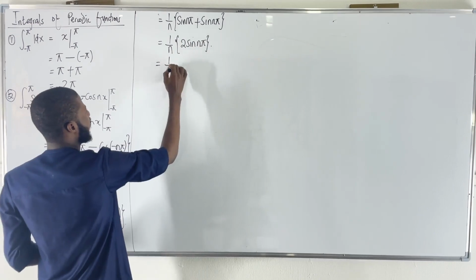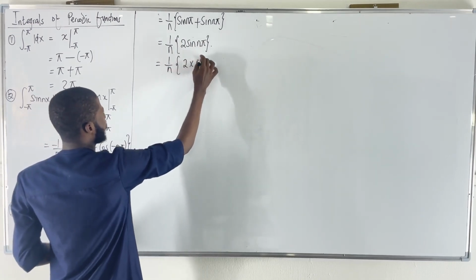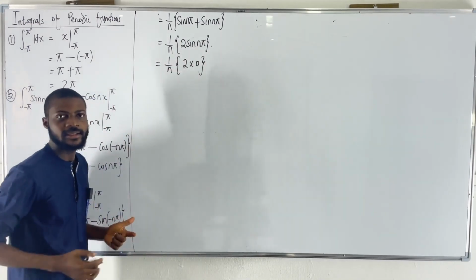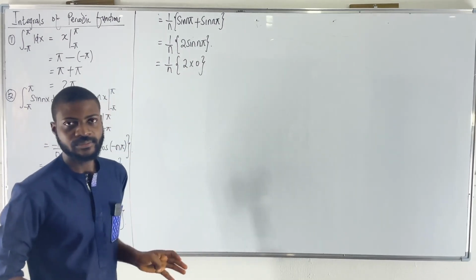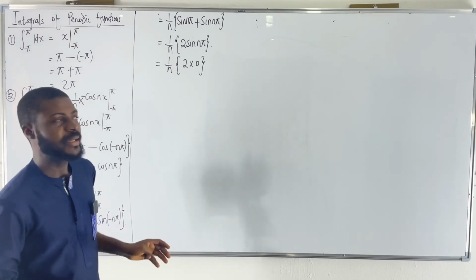So this is 1 over n, then 2 times 0. Now sine n pi is a special value. Anytime, any day, sine n pi is 0.